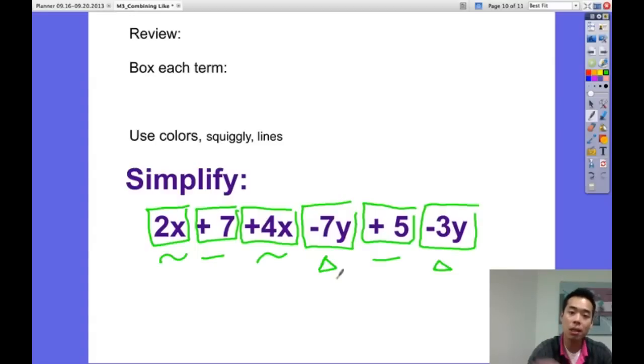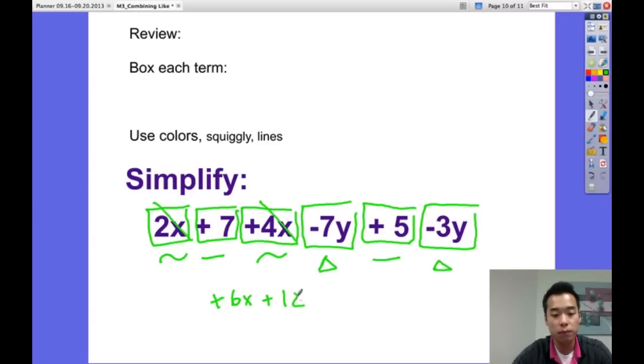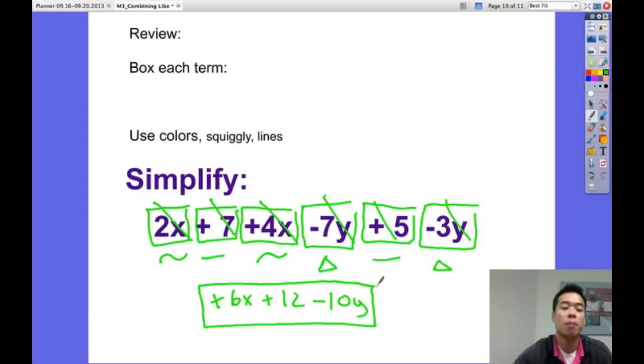Let's put things together that are alike. So clearly, I have 2x. Run through my list. There's a squiggly. That's a positive 4x. So that's a positive 6x. So the x's are done. I have a 7 and a positive 5. So that's 12. Gone. I have a negative 7y and a negative 3y. Combine those, negative 10y. I've used every term. This is my final simplification of combining like terms.